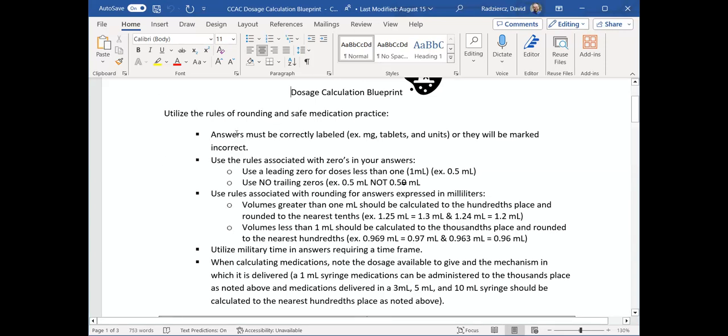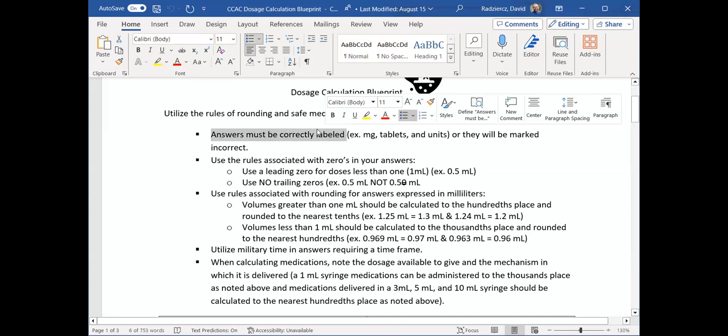You want to always make sure that you are labeling your medications or your dosages depending on what you're looking for. So if you're solving for how many milliliters to administer to a patient, make sure milliliters is in your answer. If it's how many tablets or capsules, make sure tablets or capsules is in your answer. They will mark you wrong just for not having the correct units labeled, even if the math is correct. So there's more to this test than just math by itself.